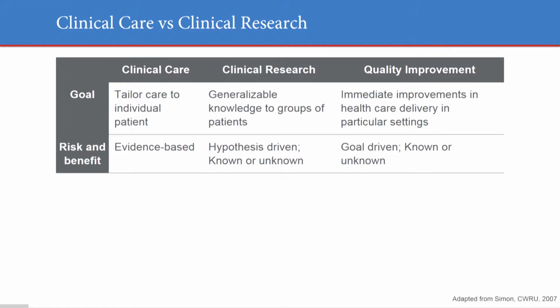In addition, risk and benefits differ among the three groups. Clinical care is focused on evidence-based ideas and data. Clinical research is mostly hypothesis-driven, which could be known or unknown. Quality improvement, though, is goal-driven. It could be known or unknown as well.